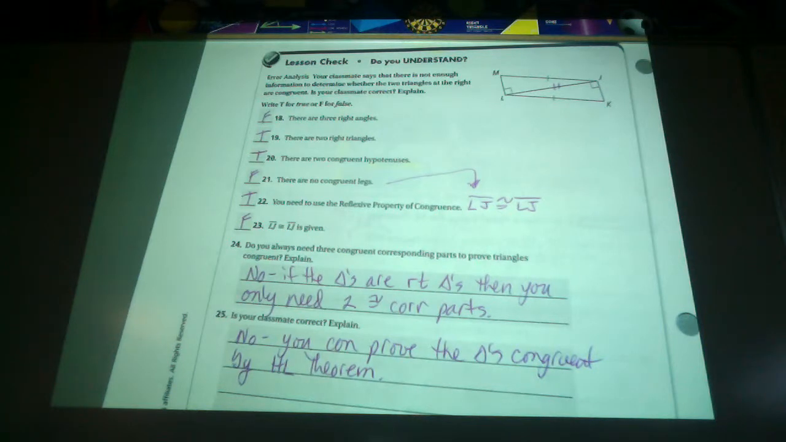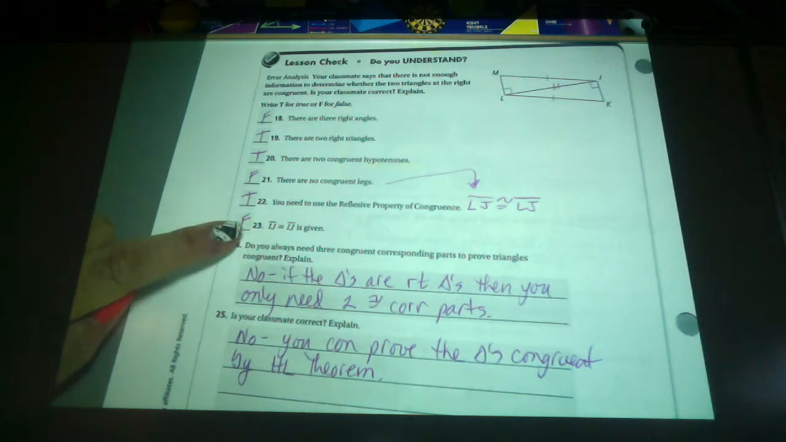There are no congruent legs. That's false. They're not marked, but you can prove that LJ is congruent to LJ through the reflexive property of congruent segments. And so that's kind of what they go on to next down here. So this is false because of this, and this is false because it's not given.